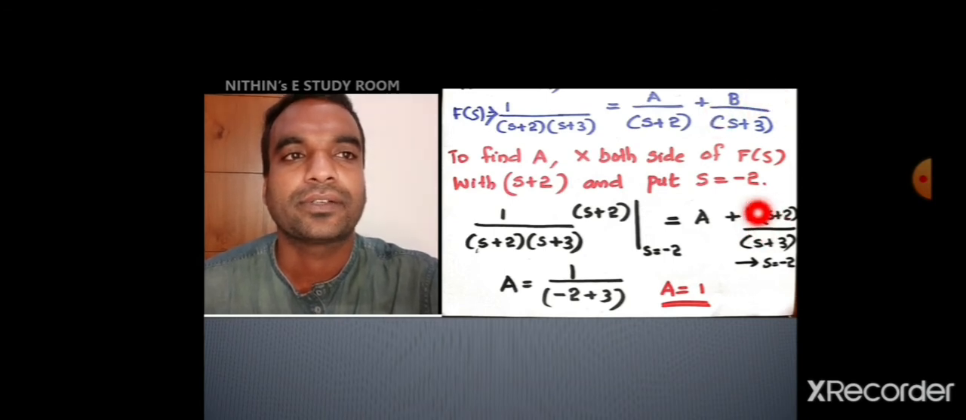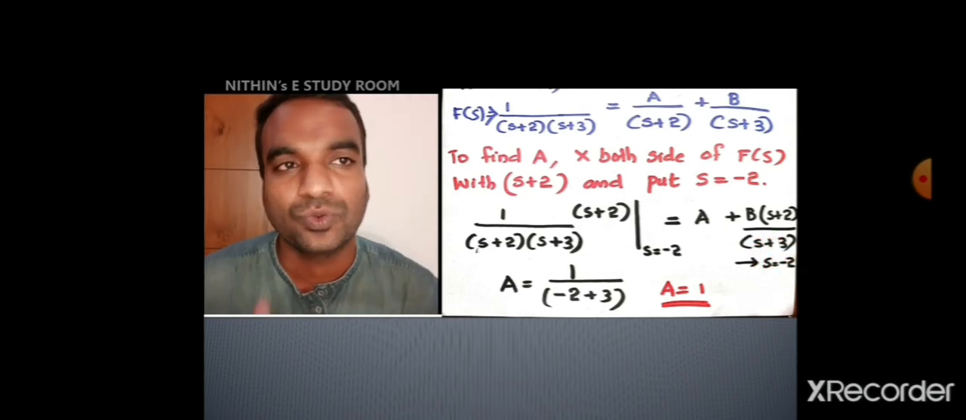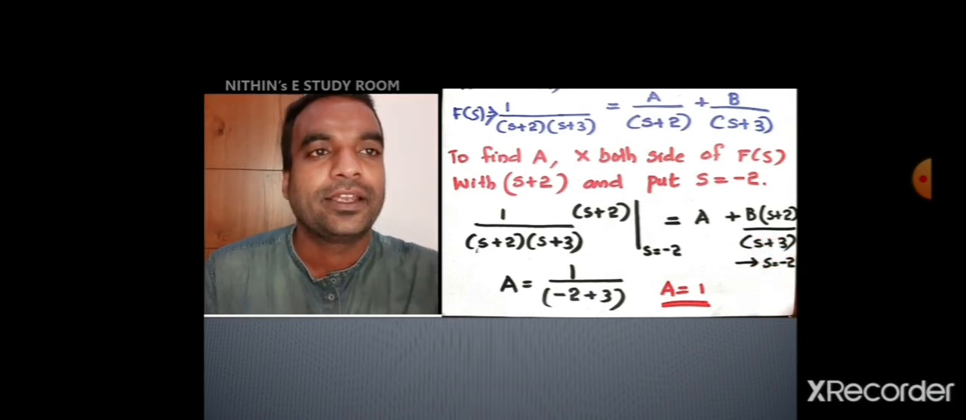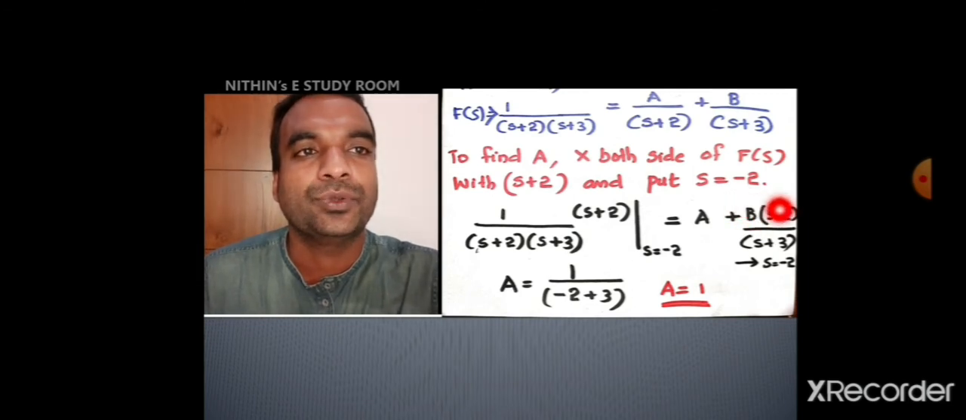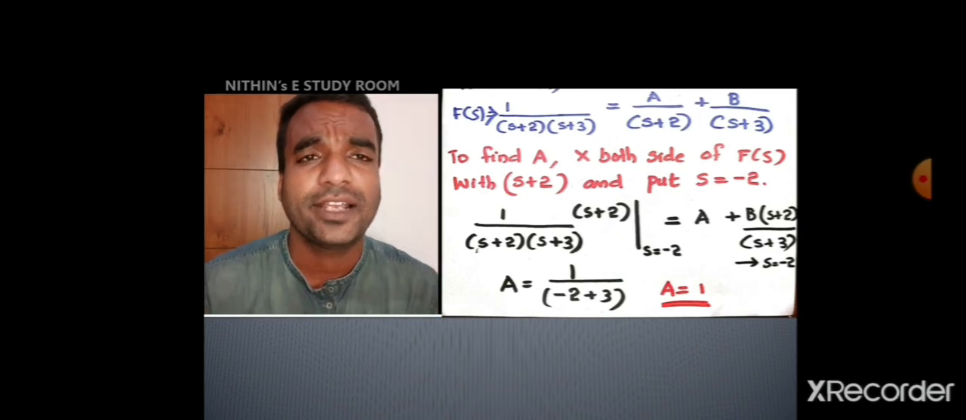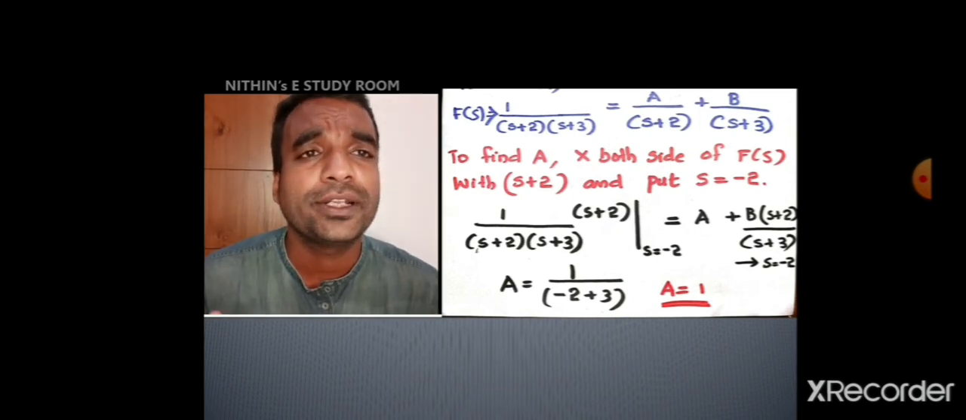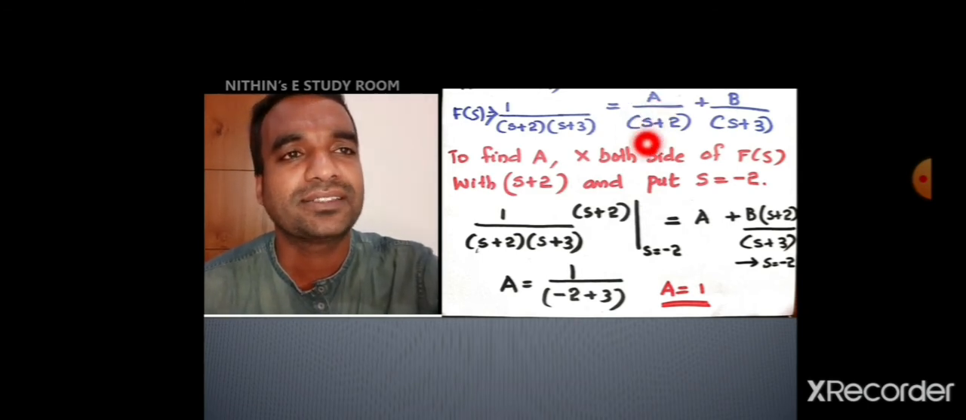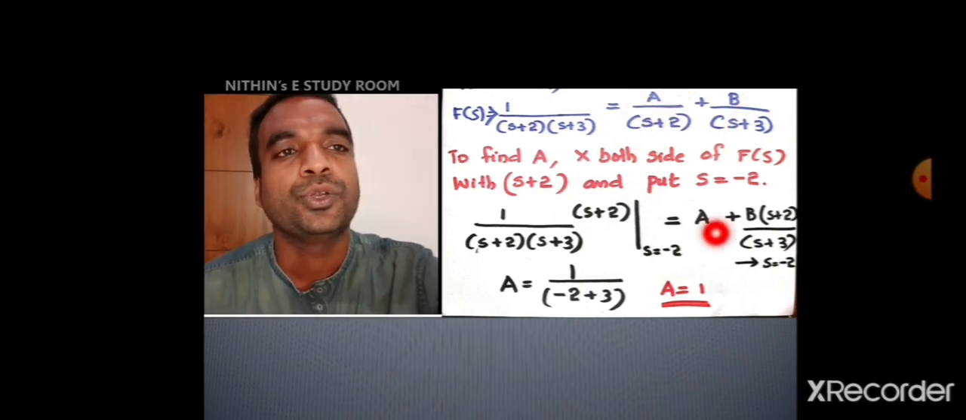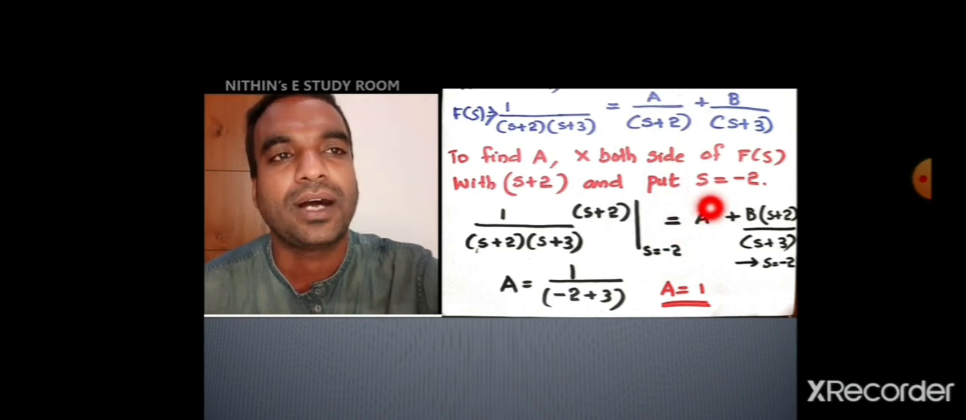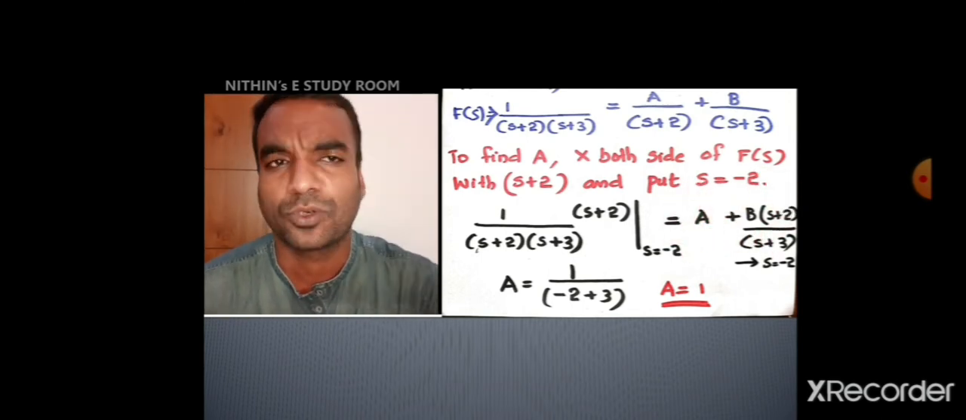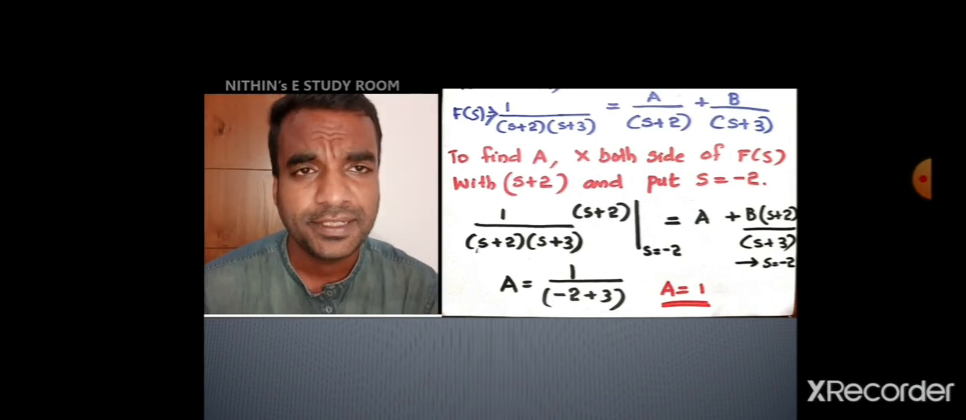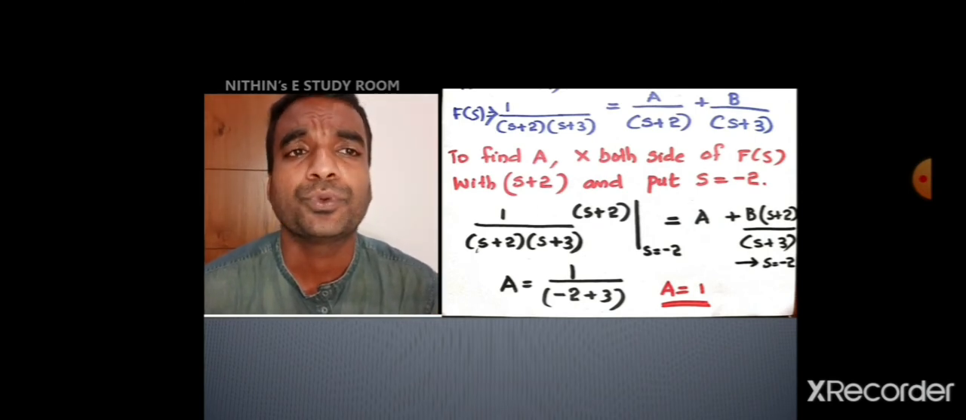What will happen? Here you can see b into s plus 2 by s plus 3, where s is equal to minus 2. What will happen? If you put s equal to minus 2 here, b into 0, so this term will become 0. What I want to convey is, you don't need to multiply on both sides, because on the partial fraction side, or the right side, you will only get a itself. All the other terms will become 0, whatever they may be. That will help you save some time.